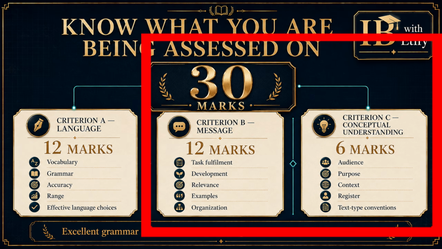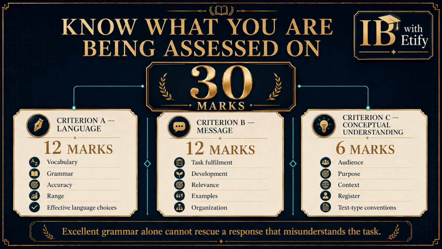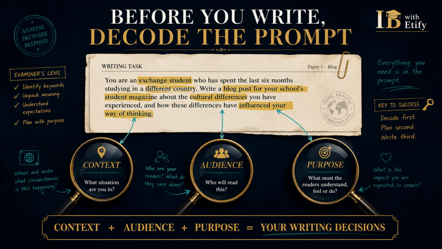That means 18 of the 30 marks are directly connected with what you communicate and how appropriately you communicate it. Excellent grammar alone cannot rescue a response that misunderstands the audience, ignores part of the task, or uses the wrong kind of writing. Before learning the structure of a blog, therefore, learn the most important Paper 1 habit. Decode the prompt before you write. Identify 3 things immediately: context, audience, and purpose.